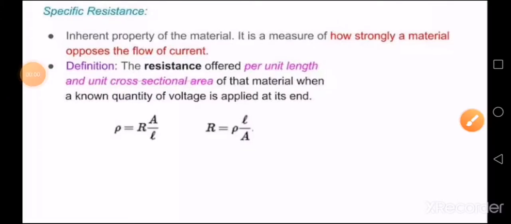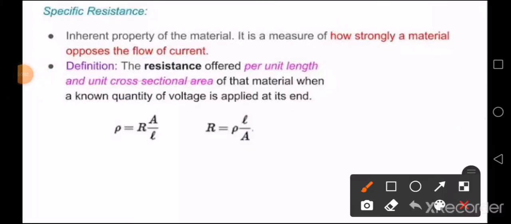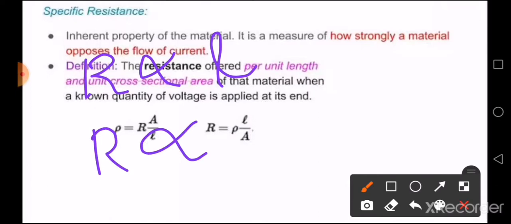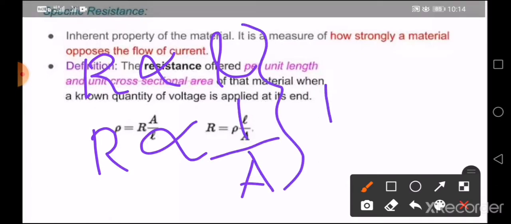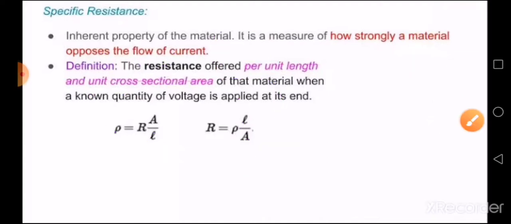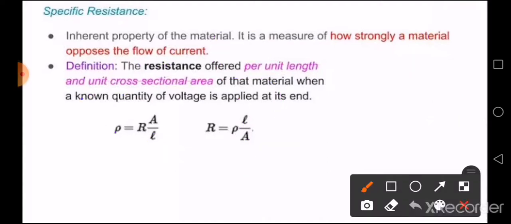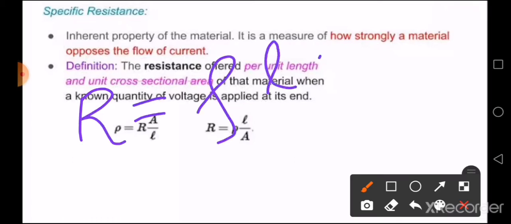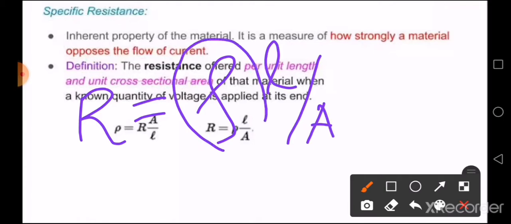In our last class, we have seen resistance and the factors affecting resistance, that is, R is directly proportional to length and R is inversely proportional to area of cross section. Now, combining these two conditions, you have the equation for resistance as R proportional to L by A. Now, to change this proportionality into an equation, you multiply it with a constant rho, R equals rho L by A, and this rho is what you call the specific resistance.